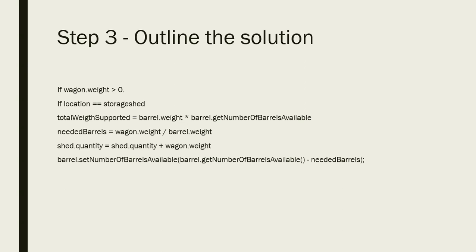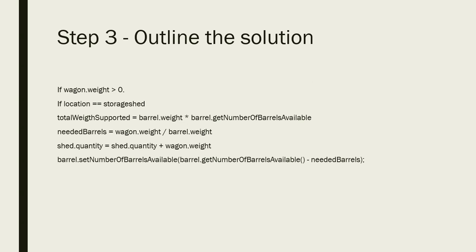All right, moving on. We have step 3. In this step, we're going to outline a solution. First of all, we're going to use the if statement to check whether the wagon is empty or not, and we do this by checking its weight. I'm going to check if the weight is bigger than 0. Right after that, we're going to check if the player is in the right location of the storage shed and if it has the right resources in the wagon.